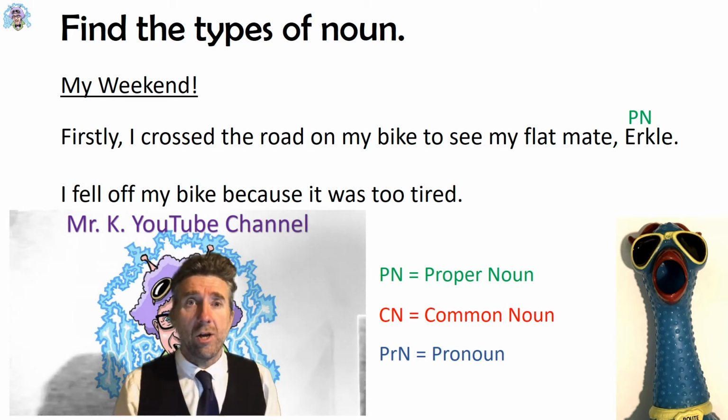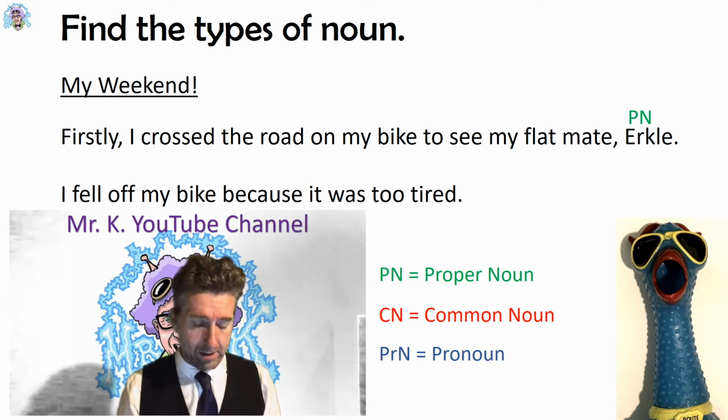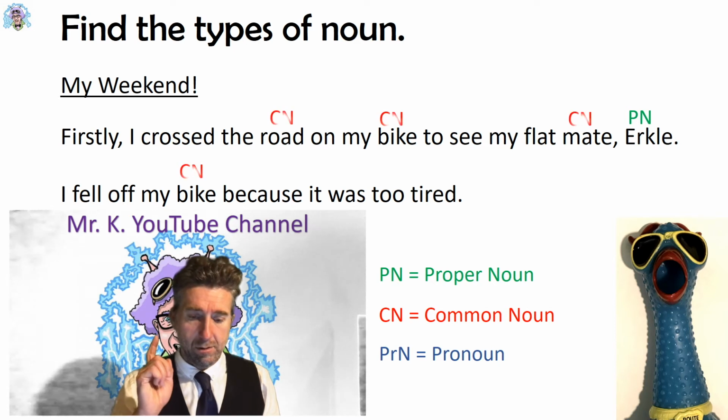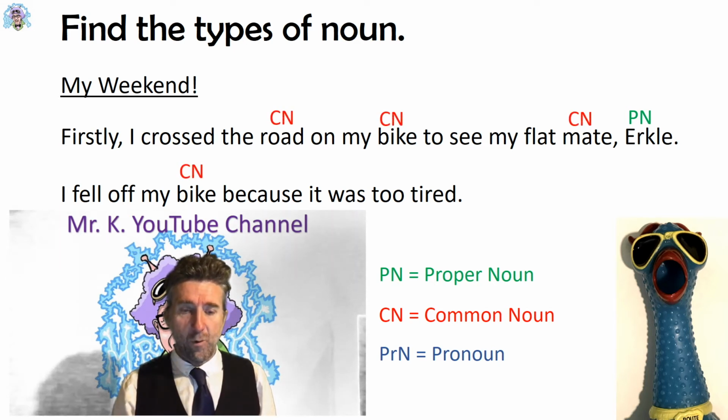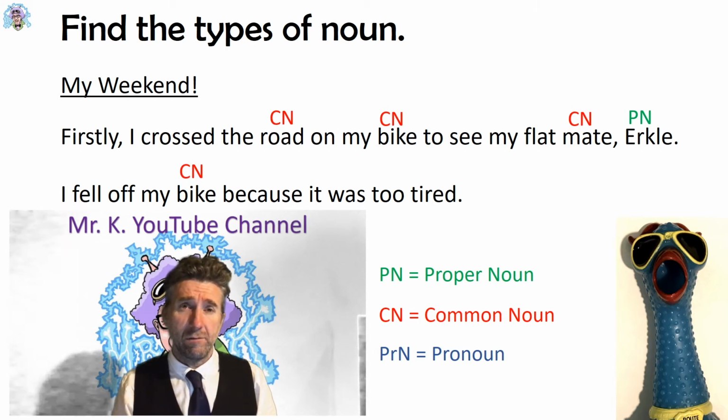So we're going to mark those with a red CN. Here we go. There we go. Red CN for all of those. There's 4 of them. Okay, cool. Now our last one, pronouns. Now remember, these are non-specific labels we give to something that we're normally familiar to. So example, it, they, we, he, her.